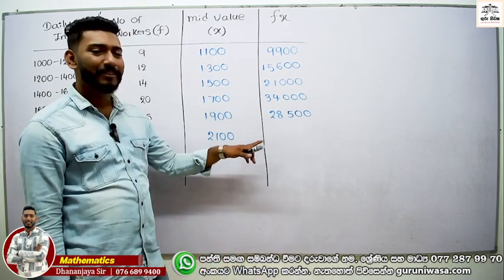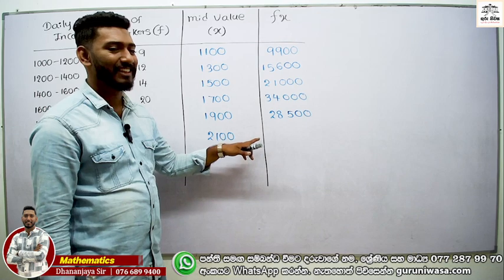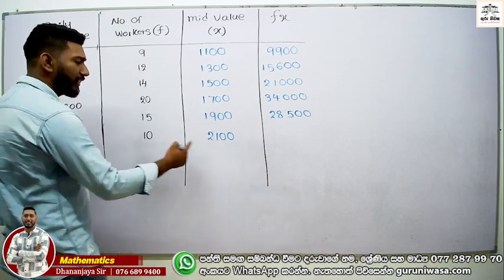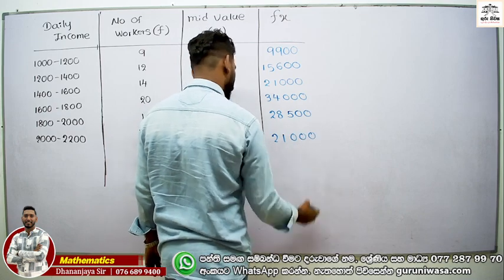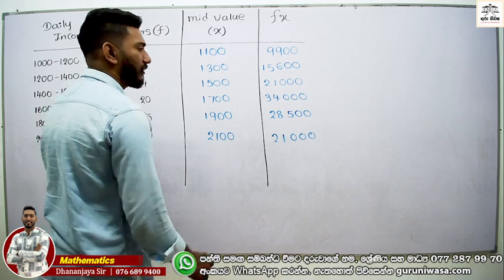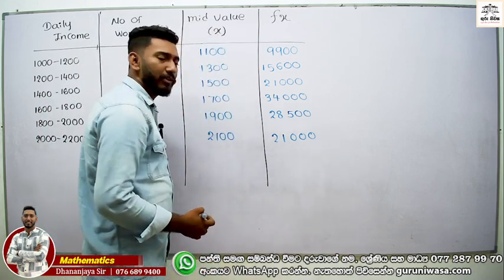Is that correct? Yes, sir. Yeah, well done. And this one's very easy. 21,000, right? 21,000. Now, we are going to find the mean.